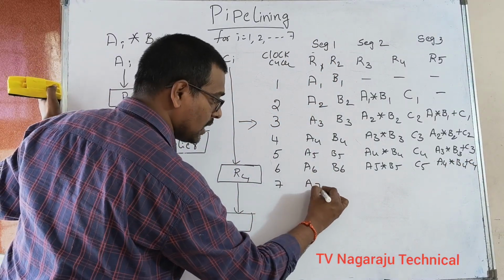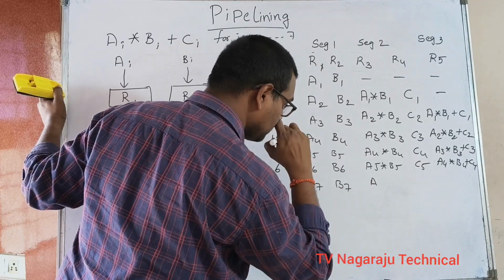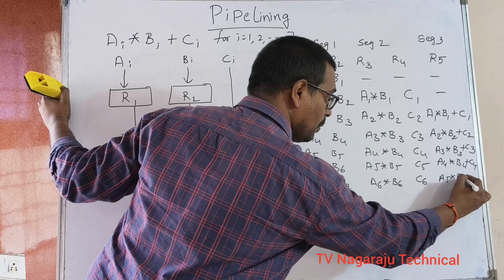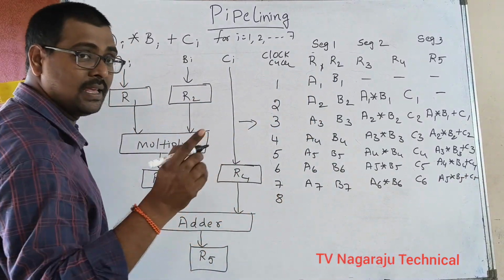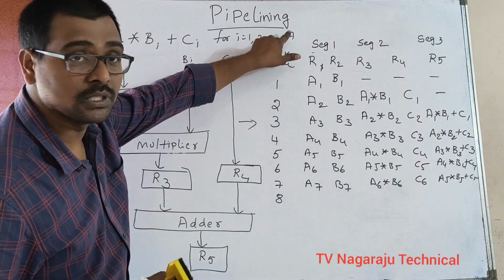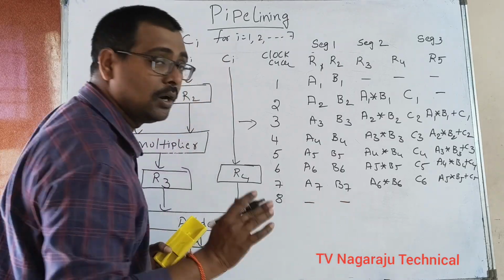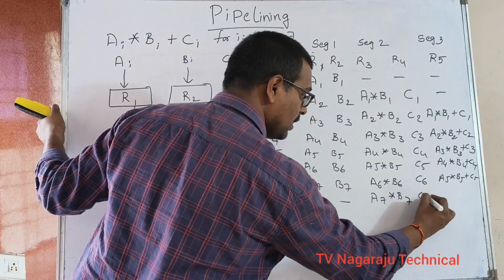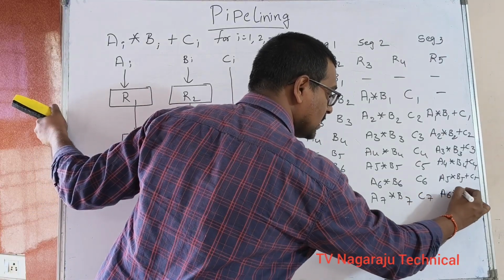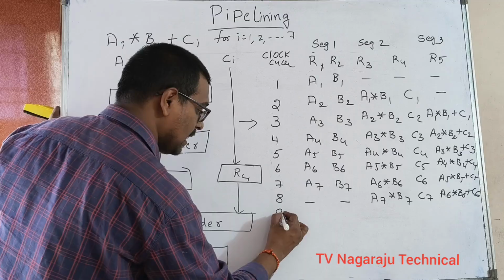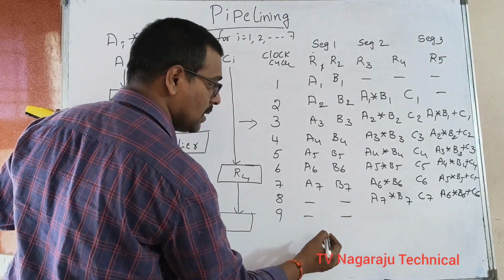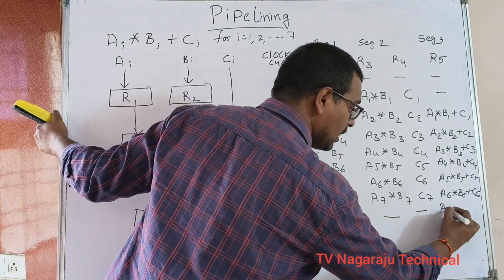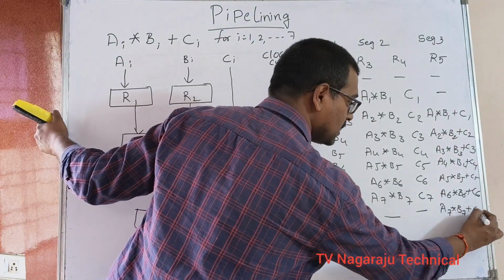In the 7th clock cycle, A7, B7, A6 into B6, C6, and A5 into B5 plus C5. Now observe, in the 8th clock cycle, all my 7 inputs are completed. Now segment 1 is not doing any task. Segment 2 is A7 into B7 and C7, and this is A6 into B6 plus C6. In the 9th clock cycle, this is empty, and here the A7 B7 operation is also performed. Finally, the task is A7 into B7 plus C7.